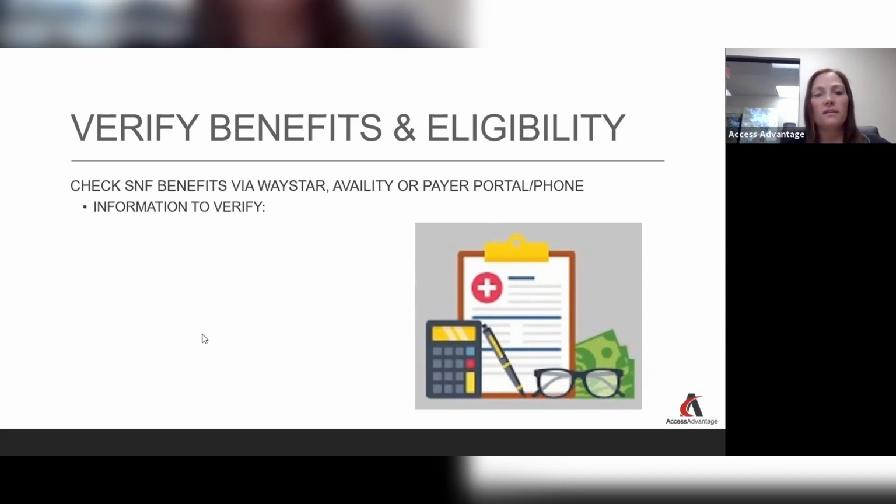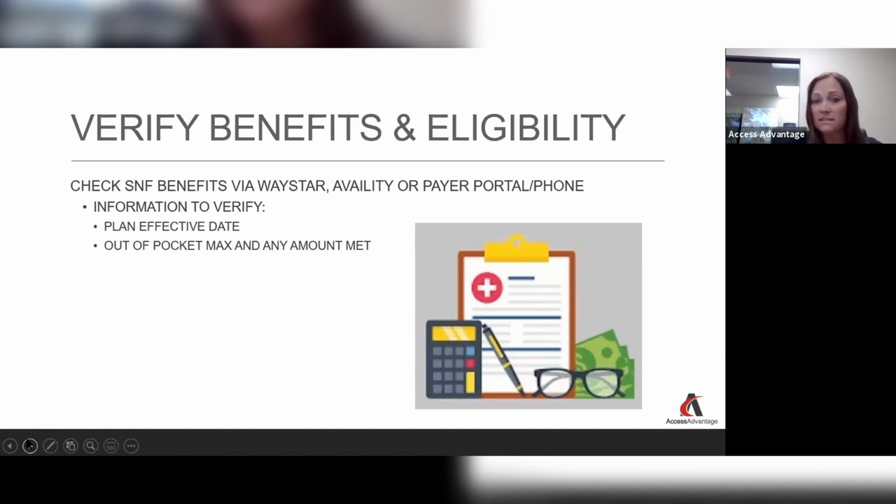So when you're verifying the benefits before bringing somebody into your facility, one thing you want to make sure of is the plan is effective, that they have a good effective date and it's an active plan. You want to ask what the out-of-pocket max is, and if anything's been met. If there's a copay, co-insurance, or deductible, that's going to let the patient know how much their responsibility is going to be when they're staying at your facility.